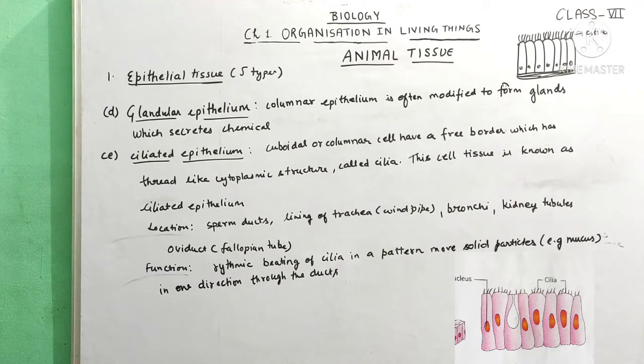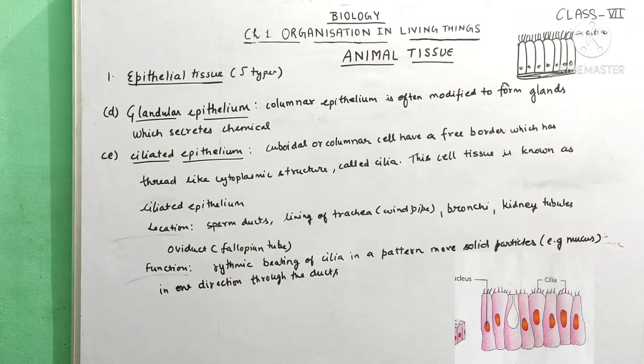Looking at the structure of the ciliated epithelium, the cells are cuboidal or columnar and have free borders, and on those free borders there are thread-like cytoplasmic structures called cilia. And looking at the diagram, this is the diagram of ciliated epithelium.